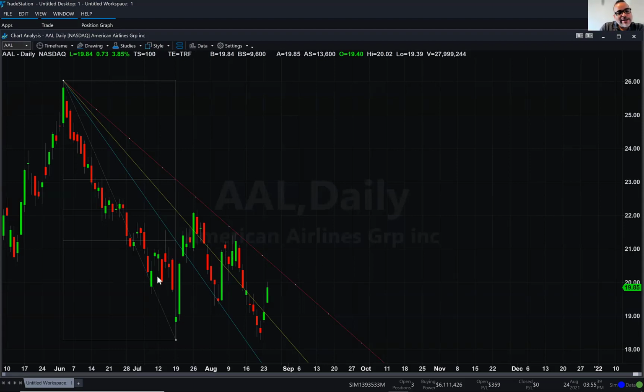Also, take a look at, yes, we went all the way down here. The price went into where the trend lines are. Take a look at where it bounced off of. It bounced off of that blue line, which is the 38.2 percentage level.